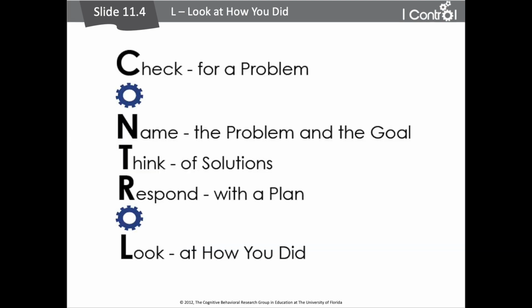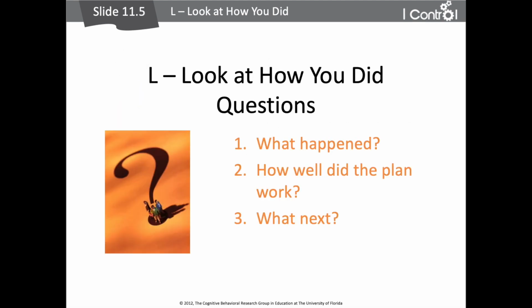Now that we know why it's important to L, look at how you did, let's look at some tips to help you complete this step. Just because we think we've chosen the best solution doesn't mean it'll actually work the way we expected, just like you saw in the example with LeBron. There are 3 questions you need to ask yourself so you can figure out how you really did. 1. What happened? 2. How well did the plan work?